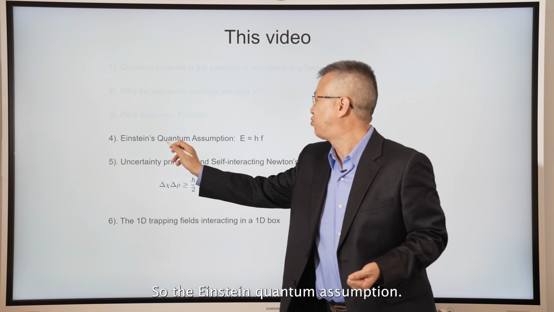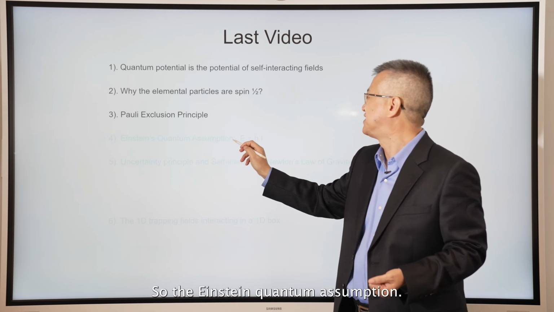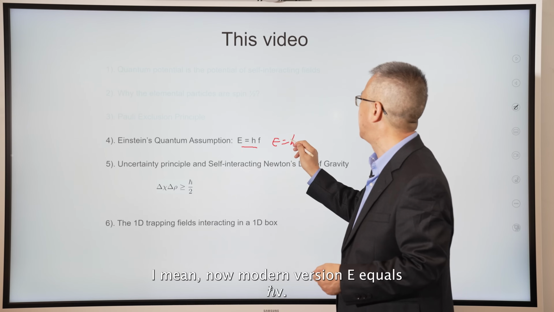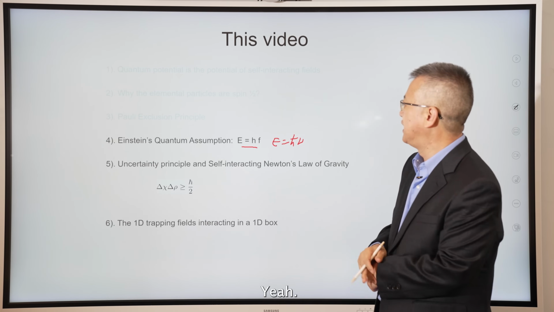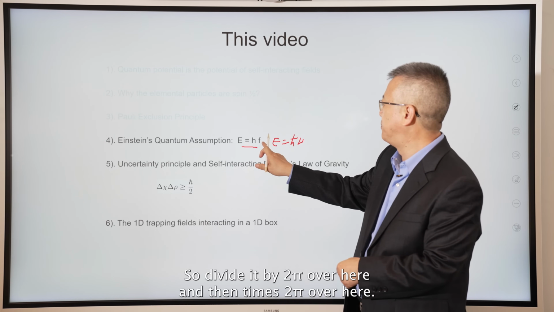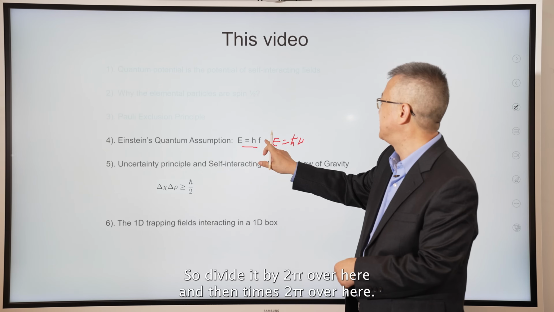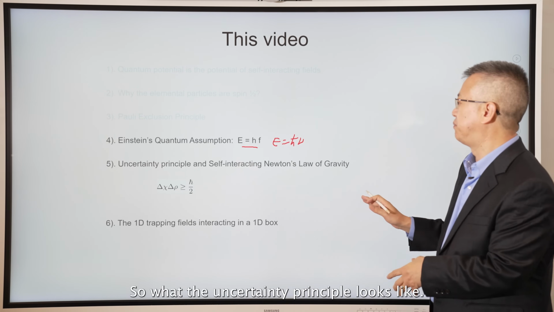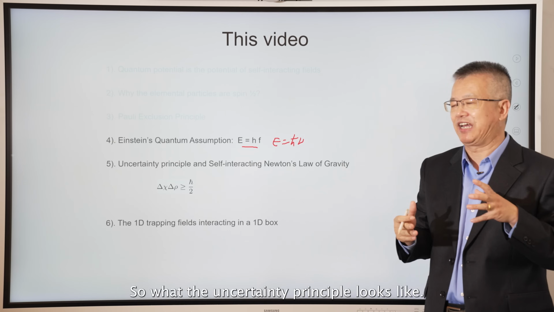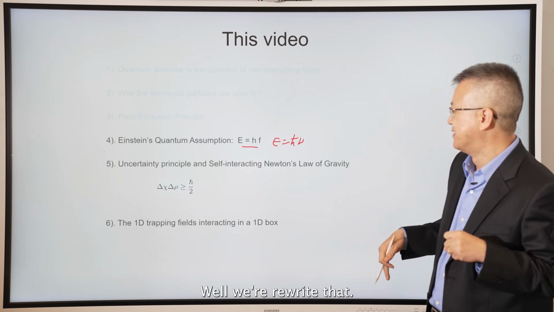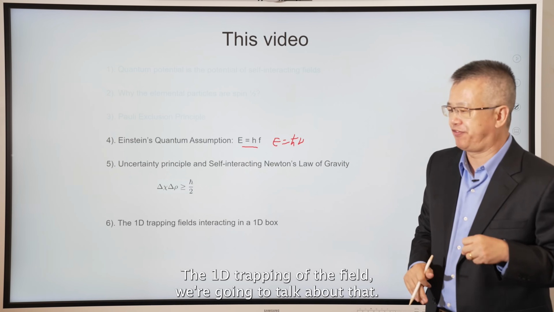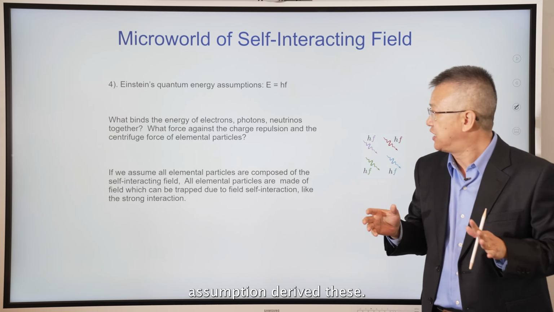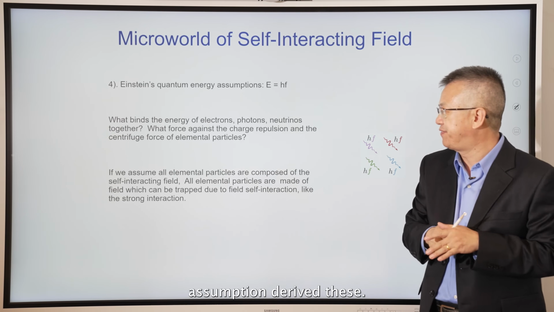First, the Einstein quantum assumption, now in the modern version, E equals h bar v. It is divided by 2 pi over here, and then times 2 pi over here. Then the uncertainty principle, what does it look like? We will rewrite that. And the 1D trapping of the field, we're going to talk about that. Einstein's quantum assumption, let's derive this.